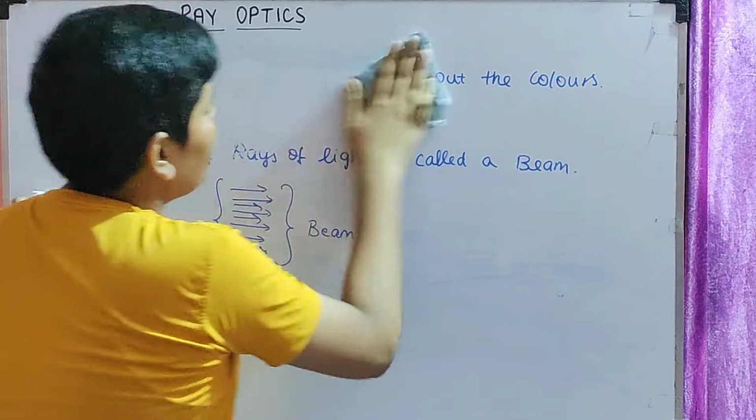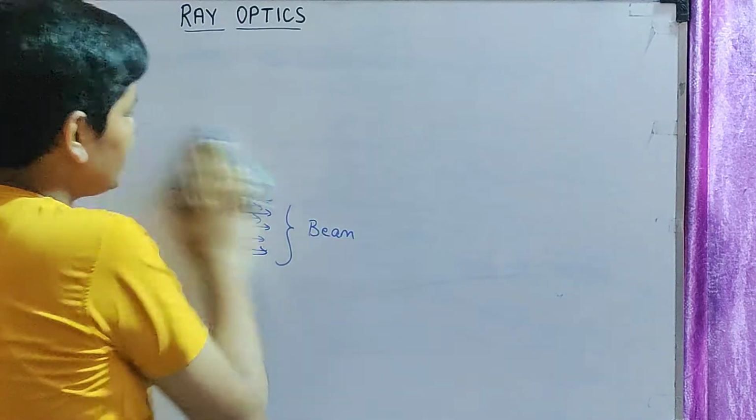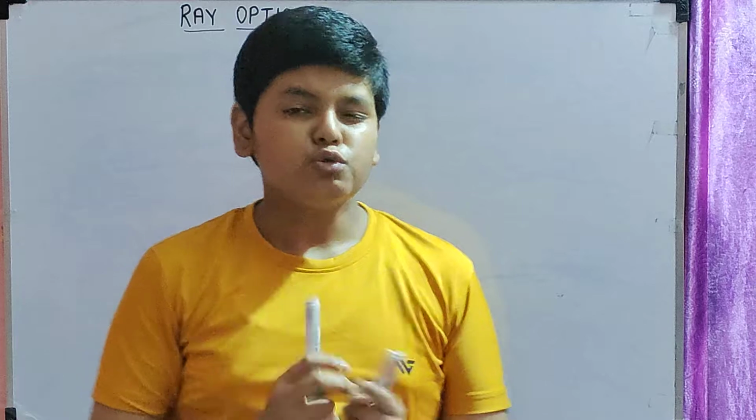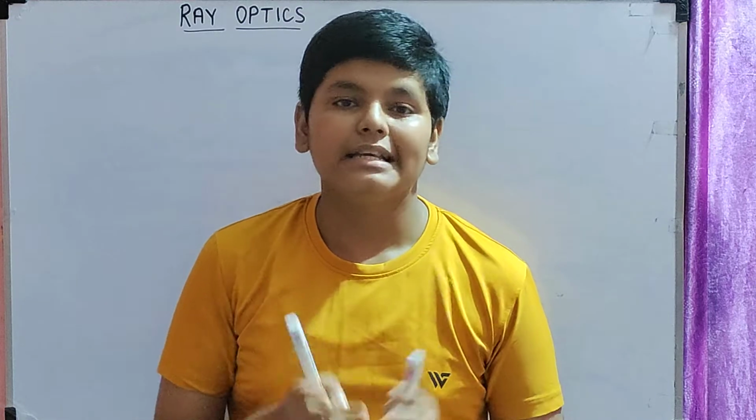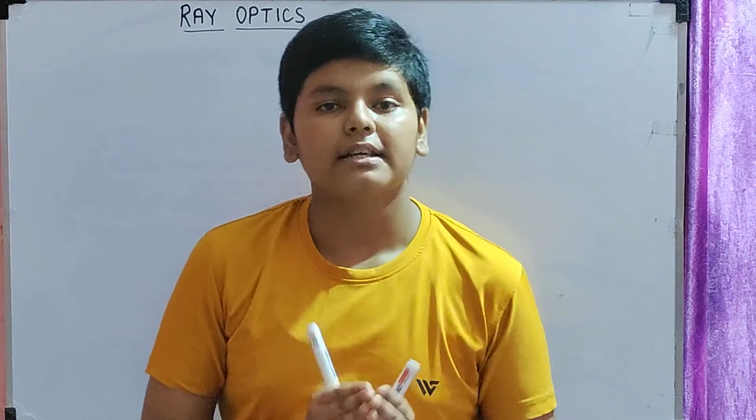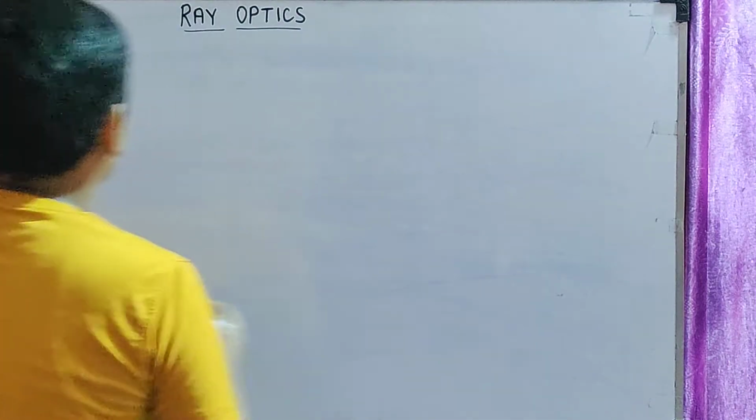Now optics has two branches. One is ray optics and one is wave optics. Our today's video is dedicated to ray optics. Ray optics has two major parts. The first part is reflection. The second part is refraction. We are going to start with the first part, that is reflection.